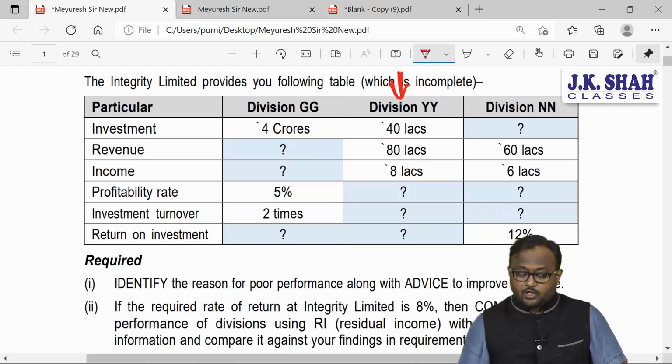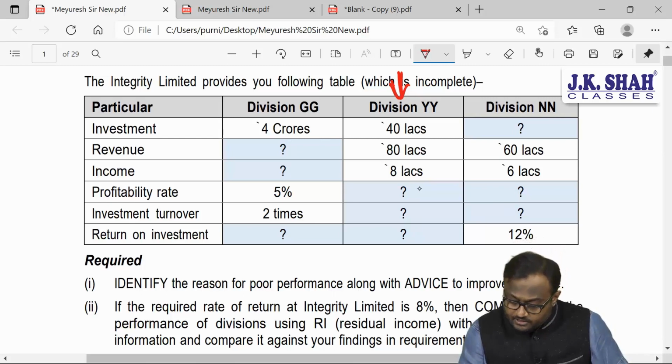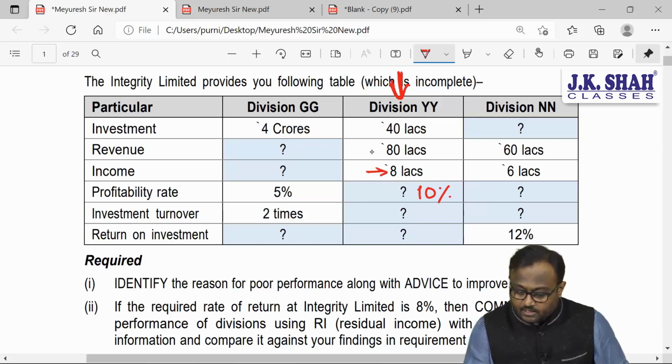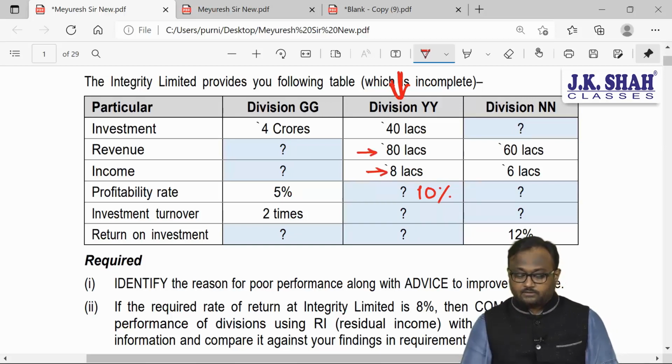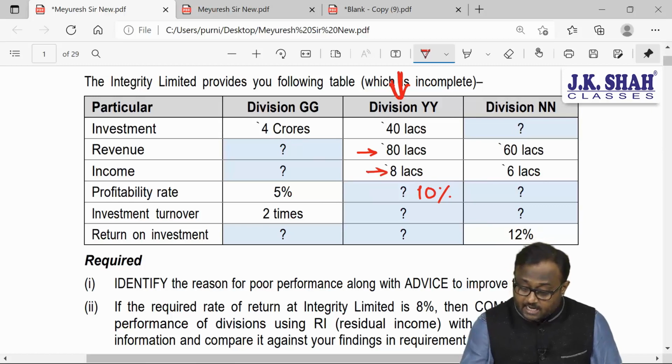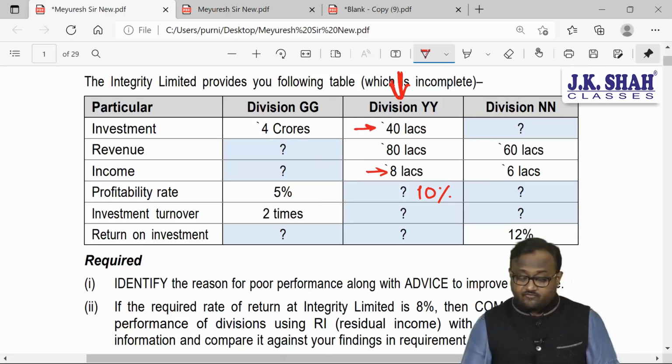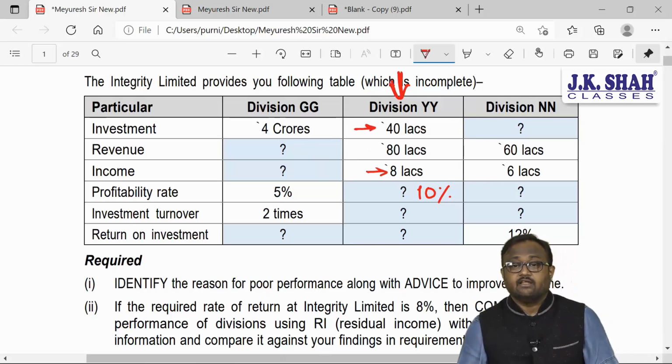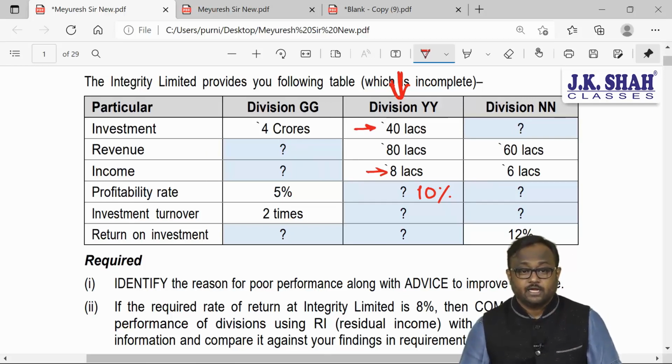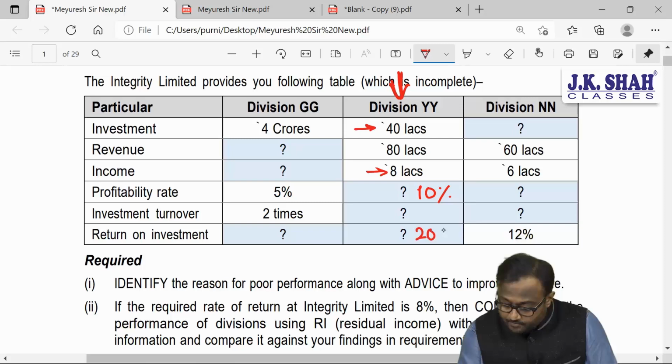On division YY, your investment is 40 lakhs, but your revenue is 80 lakhs. Your income is 8 lakhs. So your profitability is 10%. 8 lakhs is the profit, 80 lakhs is the revenue, so 10% is the profitability. Return on investment: 8 lakhs is the profit, 40 lakhs is the investment, so 8 lakhs divided by 40, return on investment will be 20%.